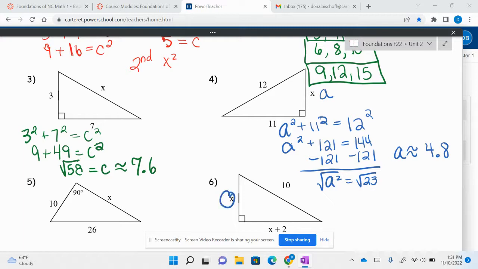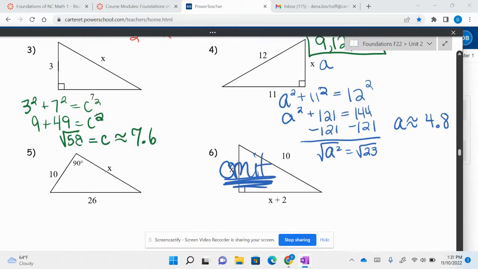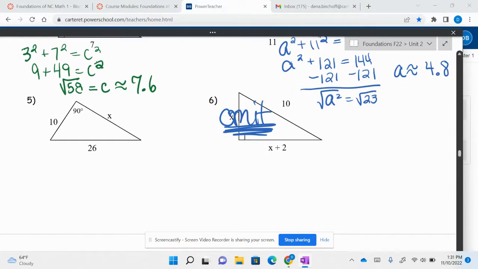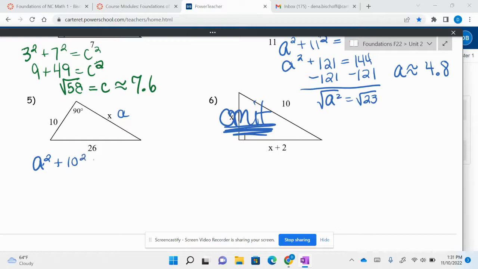Okay, we are going to skip number 6 because you guys do not know how to factor. That's something that you have to use the quadratic formula for, and we don't know that yet. But we can do number 5. What are we trying to find for number 5? One of the legs. So let's call it a again. So a squared plus 10 squared equals 26 squared. A squared plus 100 equals 676.